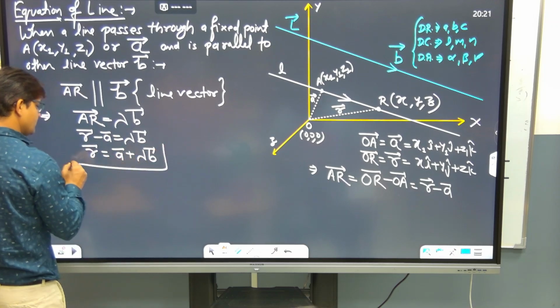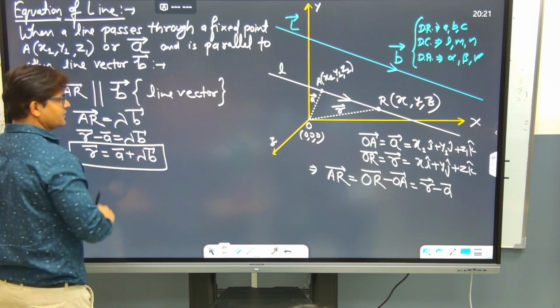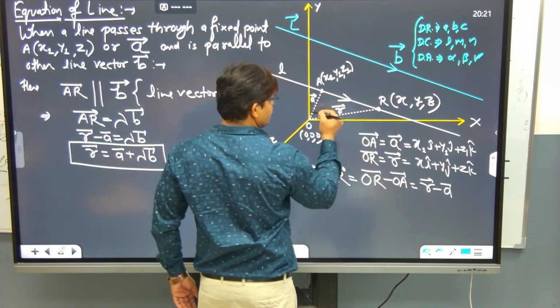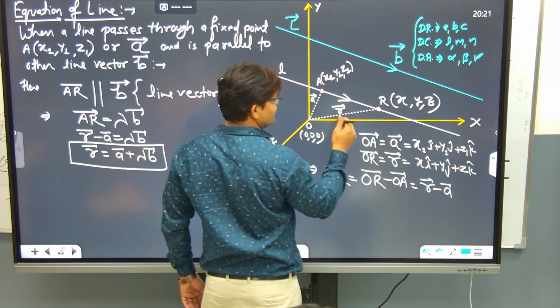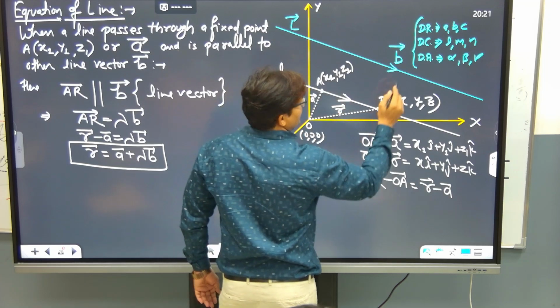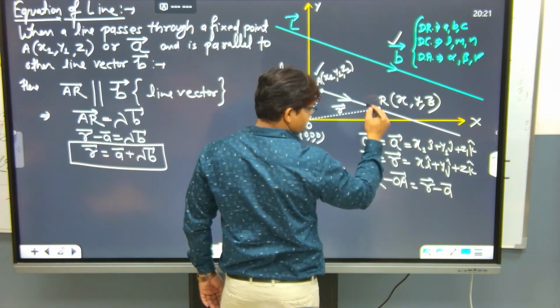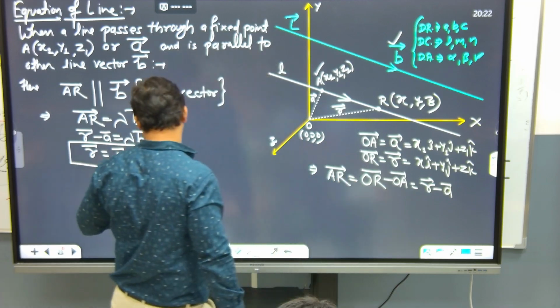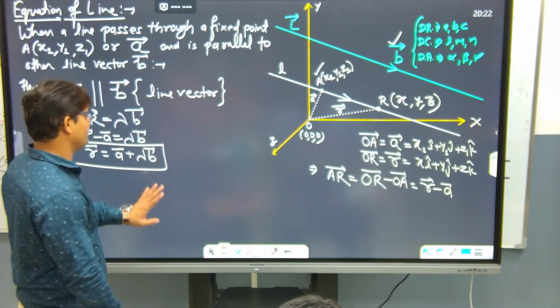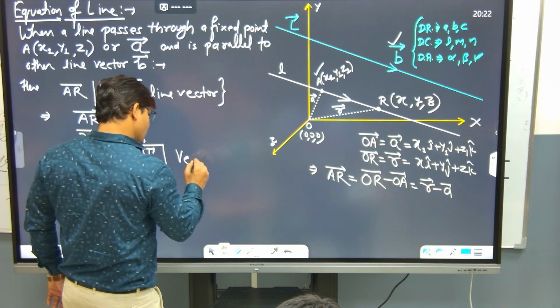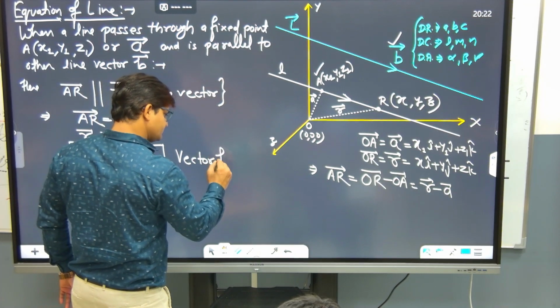Here we have this information where our fixed point is the A vector. So this A vector is our fixed point. We are considering any point R, which is a moving point, and this is the B vector. So this is given, and we are considering any point. So the R vector is what? A vector plus lambda B vector. This form is known as our vector form.